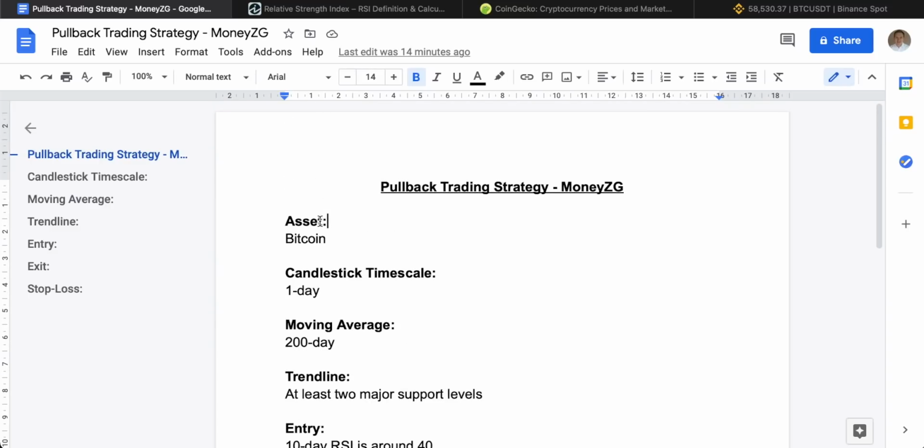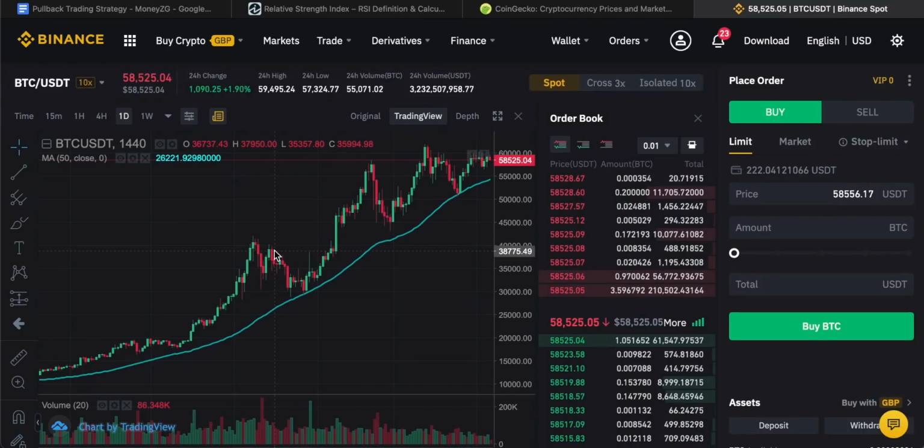Firstly, the asset that we're going to trade. And for me, this is Bitcoin. When trading cryptocurrencies, there's really no other crypto that I would be looking at for day trading or trading with a shorter time frame like this. This strategy is trading on technicals alone and not news and information.